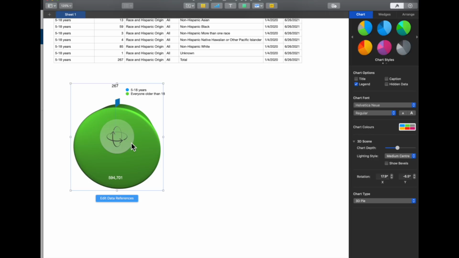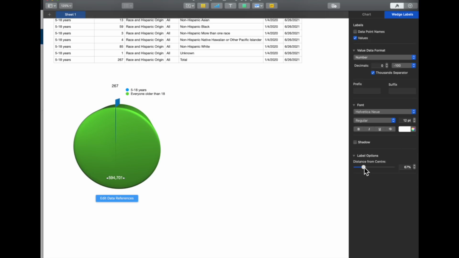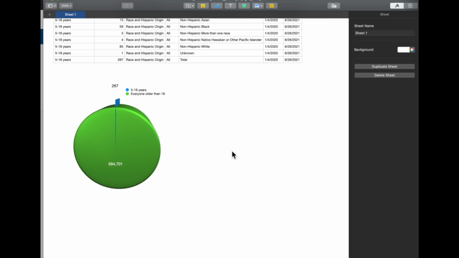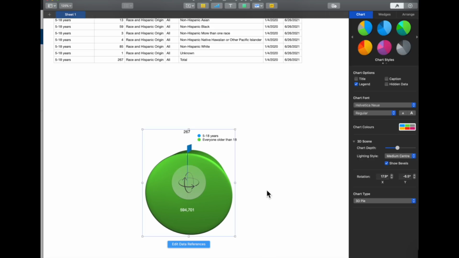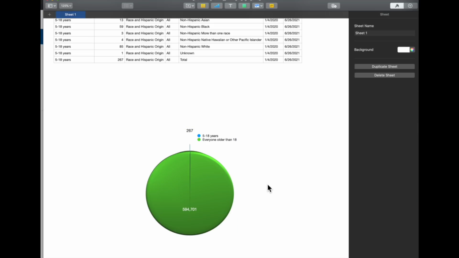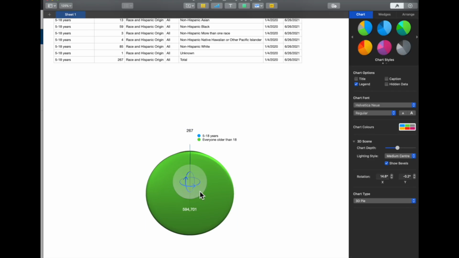So 267 kids and 594,701,000 people that are older than 18. Okay, so that's how we do this. So I go get the data, and then I chart it in real time, and then I take a picture of it, and I might give it a title to tell people when this was made. But that is school-age kids, 5 to 18, and everyone older than 18, and how we do that analysis.